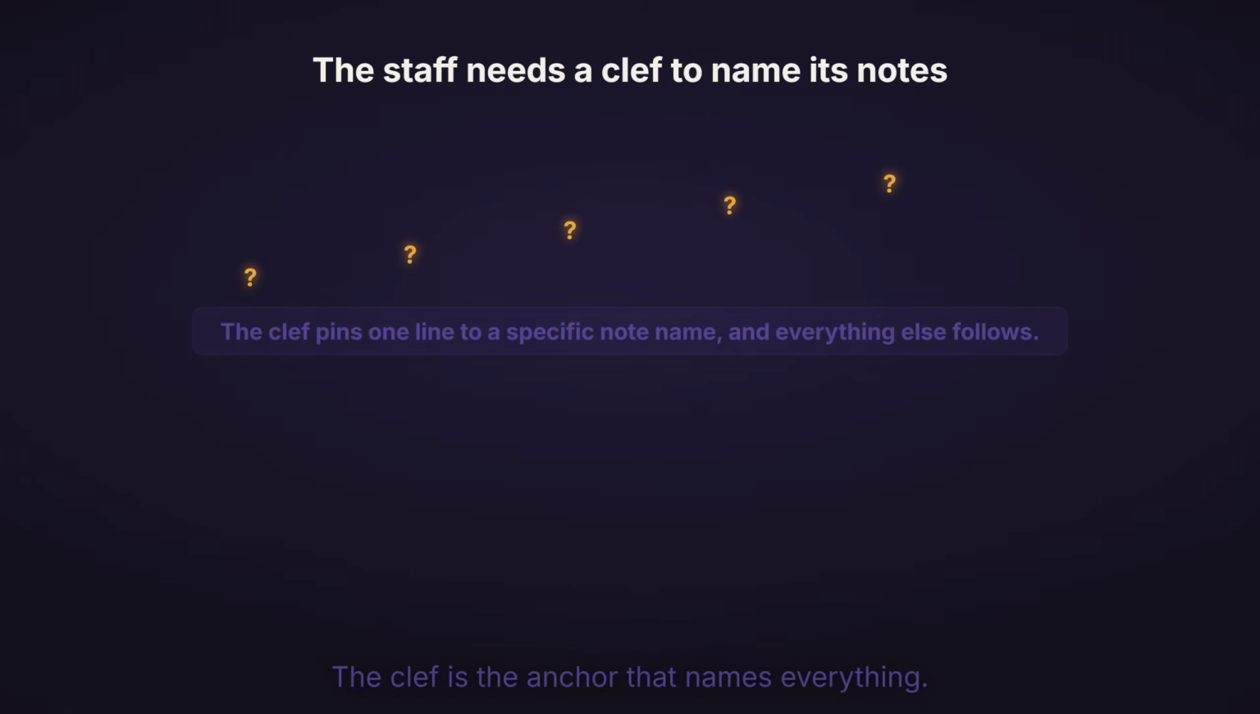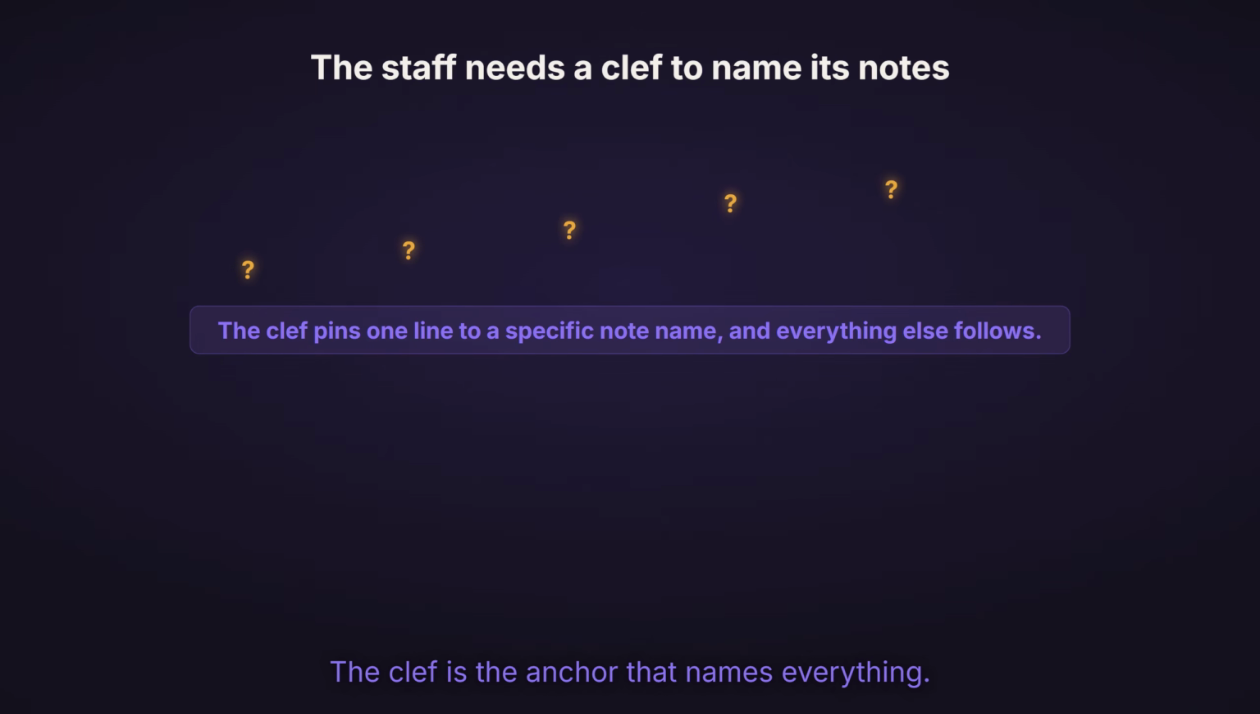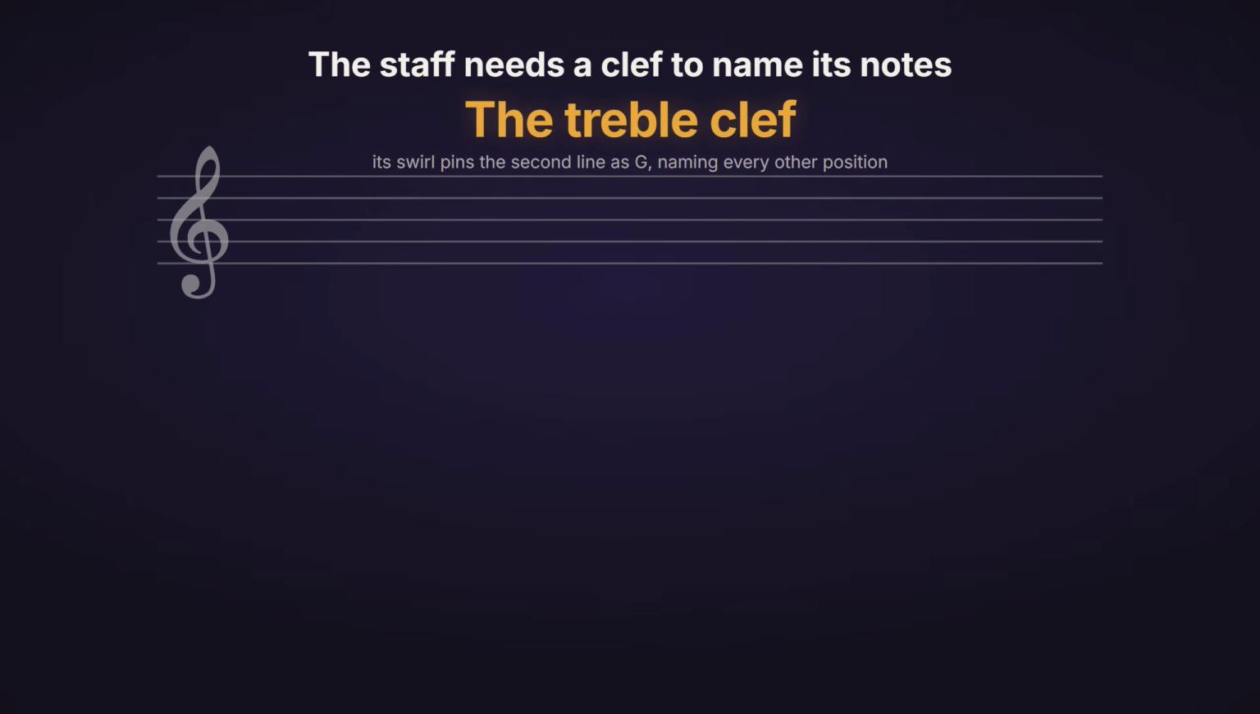To fix that, music uses a symbol called a clef. The clef sits at the very start of every line of music, and it pins 1 line to a specific note name. Once 1 line is named, every other line and space follows automatically, because the musical alphabet steps in strict order from there. There are several clefs in use across different instruments. The clef you will see in almost all piano music, guitar music, and vocal music is the treble clef.